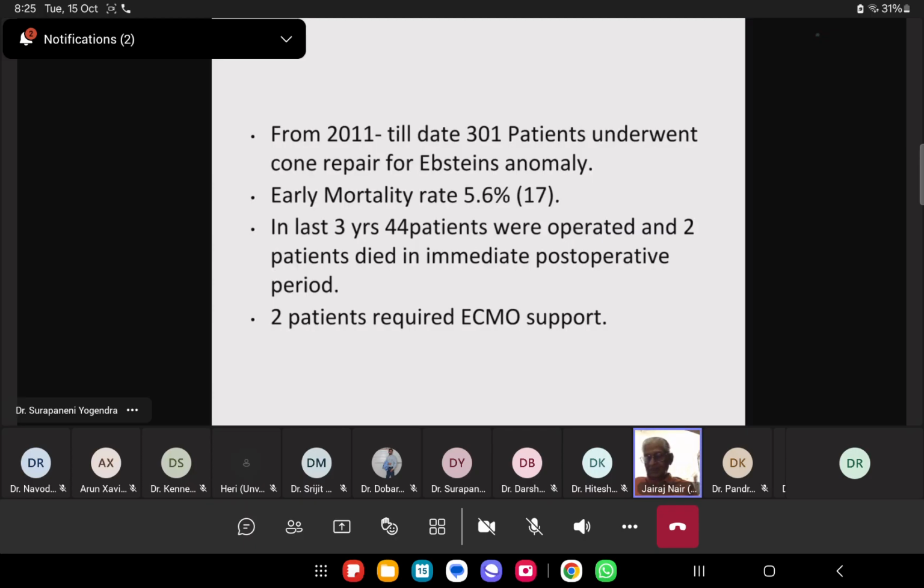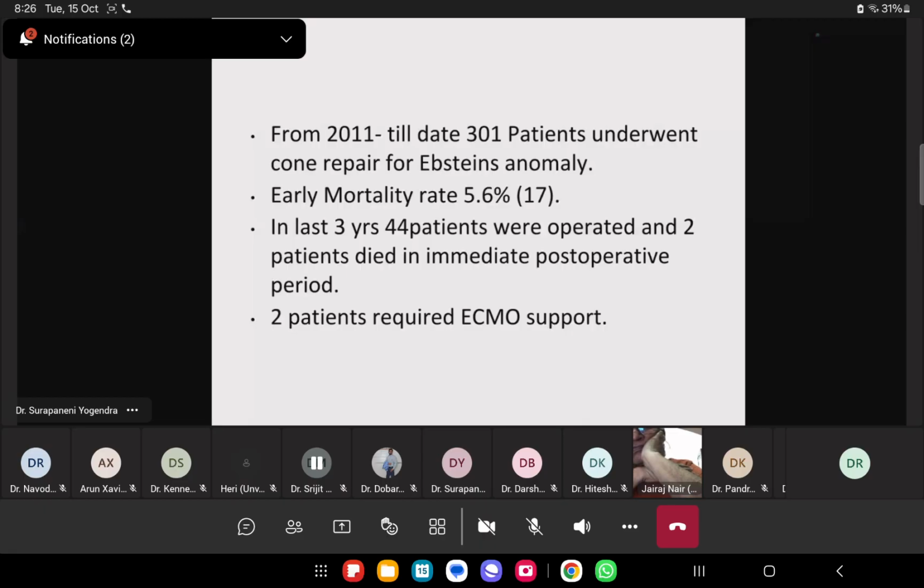And third, lastly, you did not touch anything about tricuspid valve replacement. There are certain technical details of implanting a tricuspid valve in an Ebstein's case. I'm not very sure about that. Perhaps Jairaj sir will be able to tell you that.